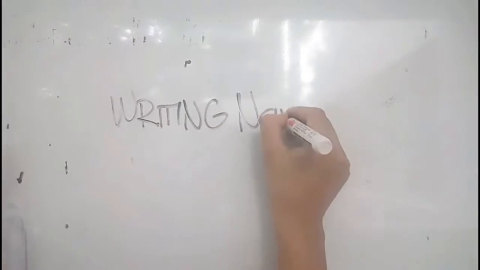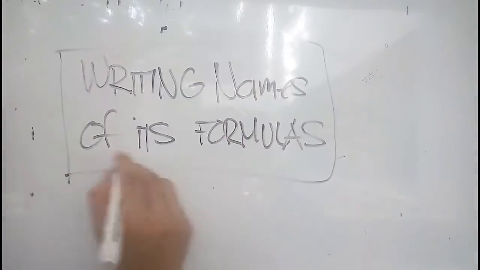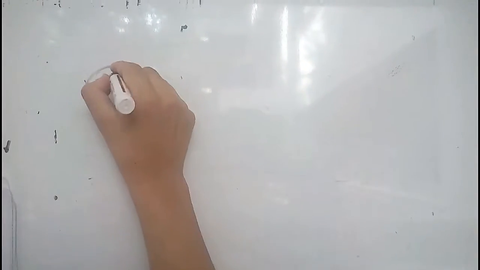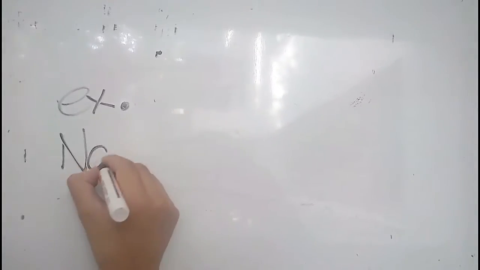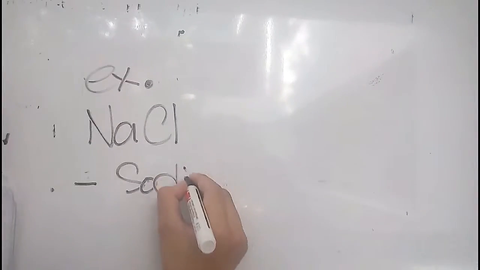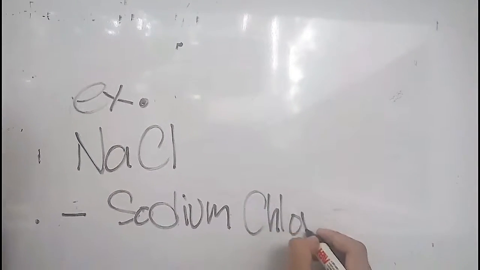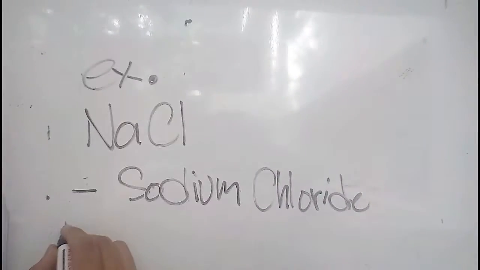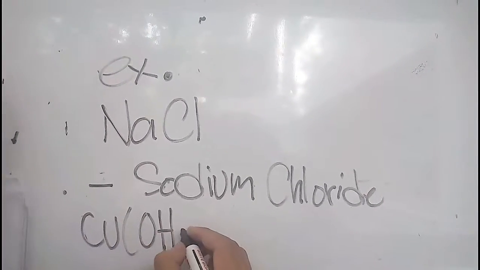Our next topic is writing names from the formulas. Here is an example. Take the symbol below and write the name of the symbol. Here is sodium chloride. Now here, since it's an ionic compound, instead of naming it chlorine, you put the suffix ide, which names it sodium chloride instead of chlorine.